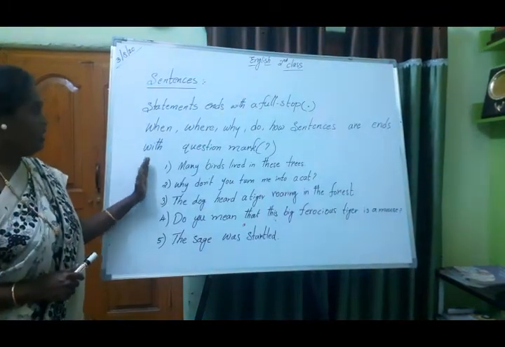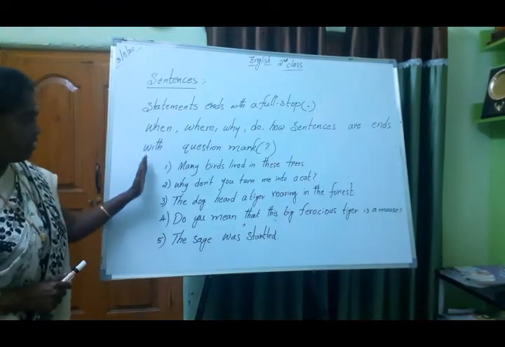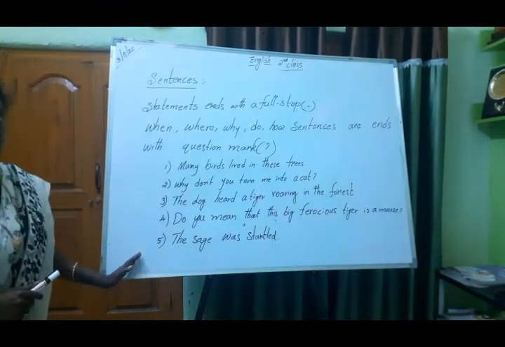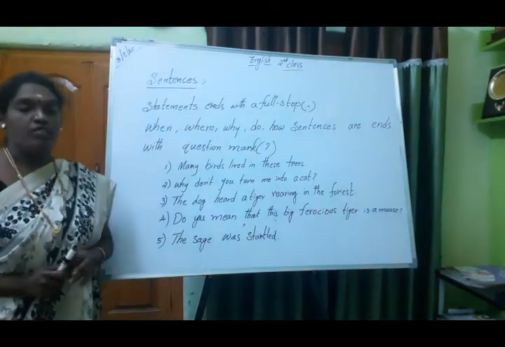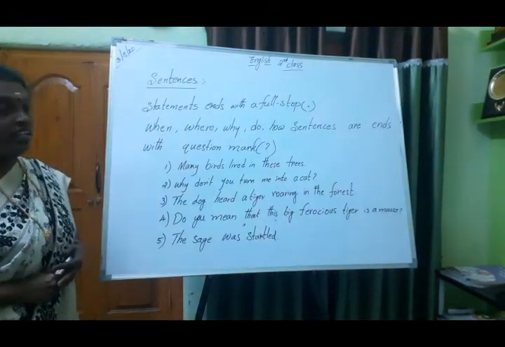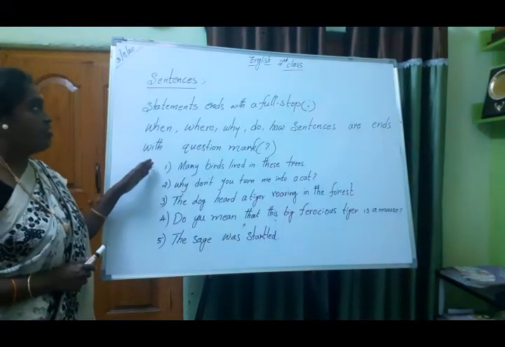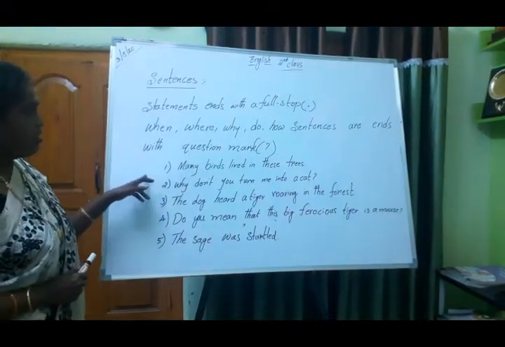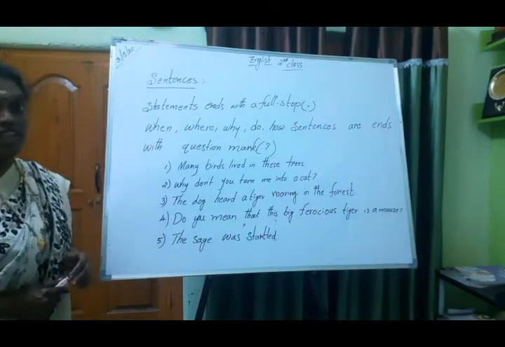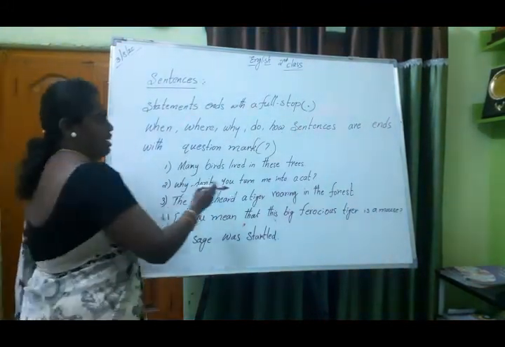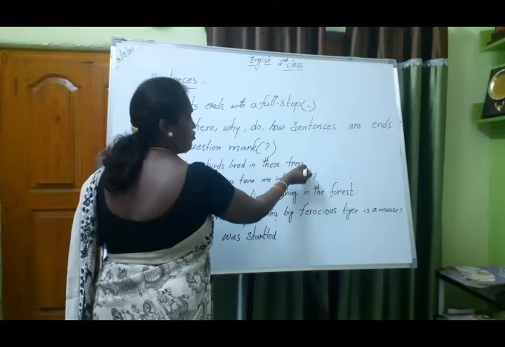Here they have given some sentences. See children, some sentences are there. Many birds lived in these trees. This is the statement sentence. Here, what do we have to put? This sentence ends with a full stop.